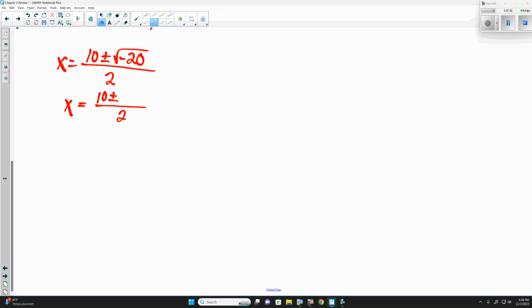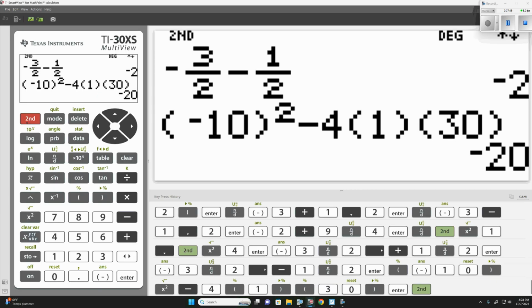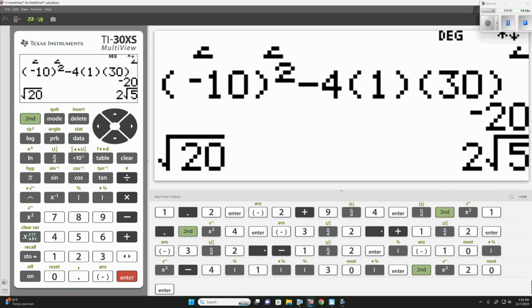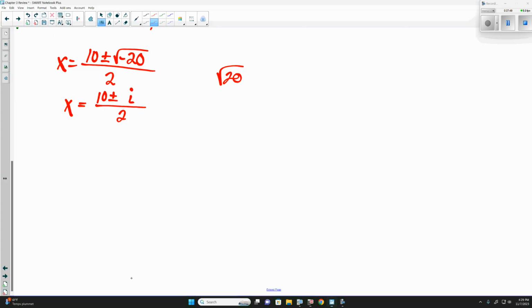Now we can't leave it as the square root of negative 20. We have to do some simplifying. Now to simplify the square root of negative 20, the negative will come out as i, leaving us with the square root of 20. The square root of 20 simplifies to 2 square root of 5. So the square root of negative 20 is 2i square root of 5, because the negative came out as i, so we get this here.